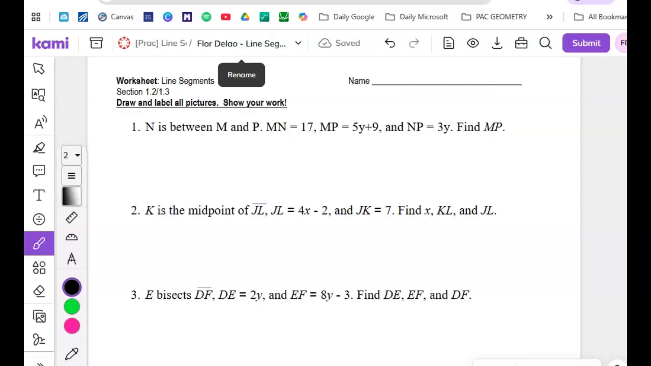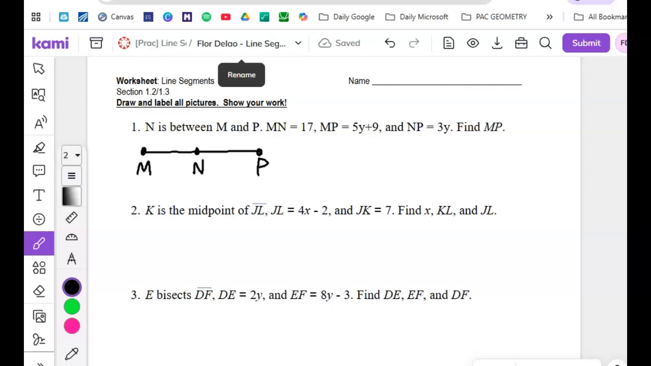Can't use an annotation. Alright, number 1 says N is between M and P. Does it say it's the midpoint? No. So are they going to be congruent? No. Draw a picture to help you. Always draw a picture first. It will help.